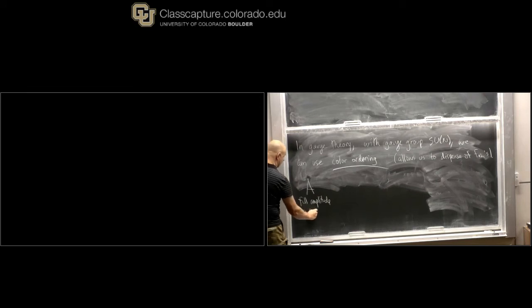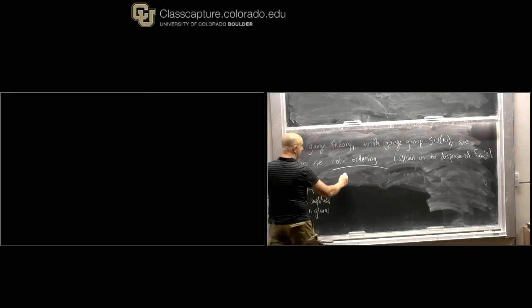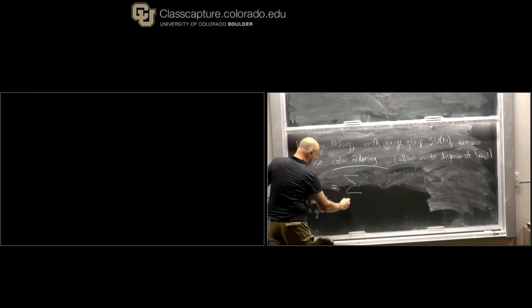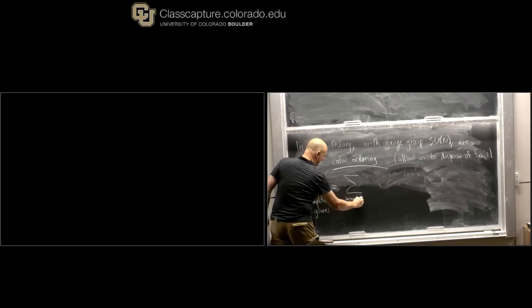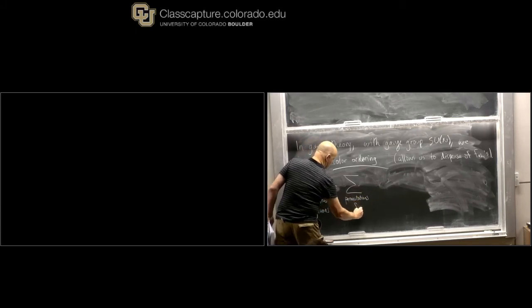Any amplitude for n gluons can be written. Now, because gluons are bosons, this scattering amplitude should be fully symmetric under the exchange of any two of the particles. So I'm now going to write it in a way that makes it manifest that it is symmetric. Any amplitude can be written as a sum over all permutations, otherwise called Sn, the permutation group on n letters, of something that we call the color-ordered amplitude.